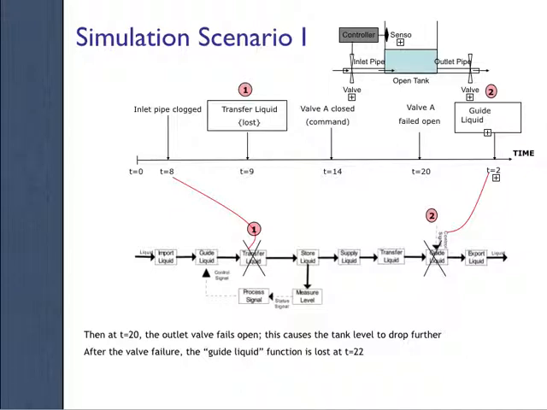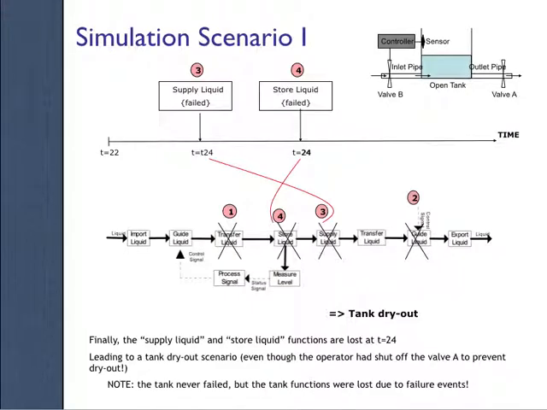The next failure that we insert is at a time value of 20, and that's the outlet valve fails open. So again, this is a second failure scenario that's being inserted. And of course, having the inlet clogged and having the outlet fail, the tank in the middle is going to drain. As a result of the failed open, the guide liquid function is lost. And actually at this point, the store and supply liquid have also been failed and lost. The overall result of this is that the tank dries out, which is one of the failure modes of the system that's, of course, trying to be avoided.